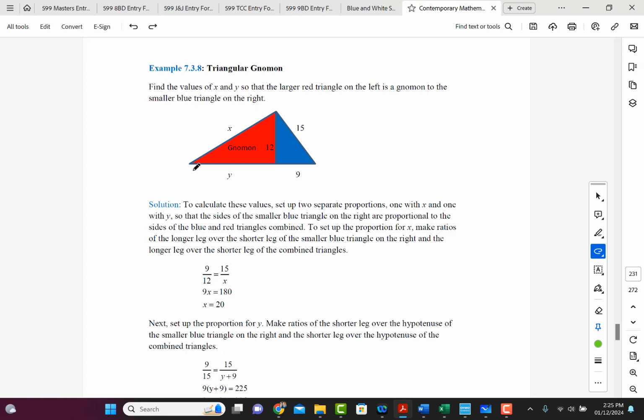We have this red triangle here. That's what we want. That's our gnomon. That's what we are suspecting is a gnomon. We want to prove that that's a gnomon. The original blue triangle is the triangle we're starting with, and that has a hypotenuse of 15 and two legs of 12 and 9 with a right angle here. Now when we put this red triangle and combine it with the blue triangle, we get the larger triangle, the resulting triangle.